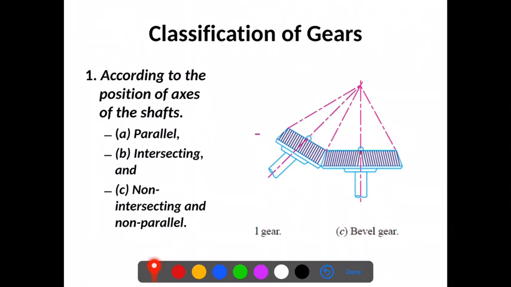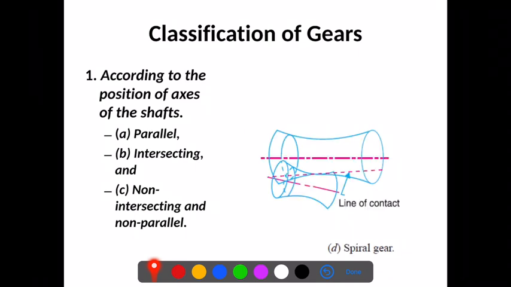Now the teeth of these bevel gears may be parallel to the axis of the gears, or they may be inclined. If these are inclined, then it is called helical bevel gears.